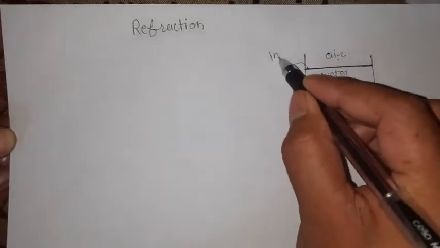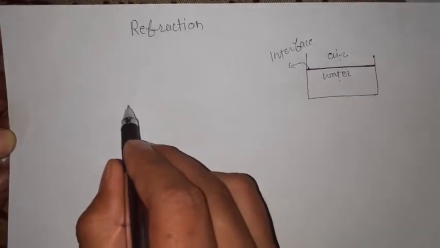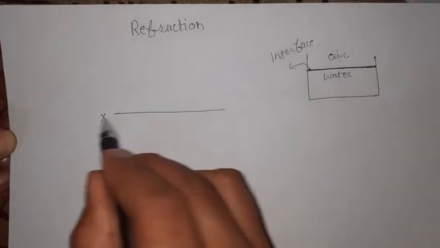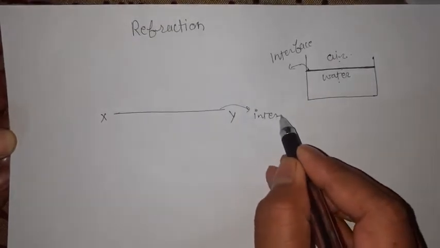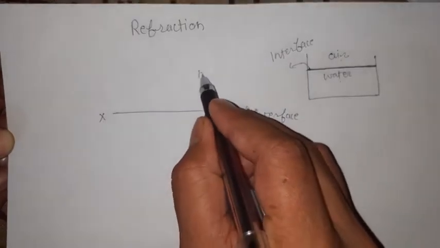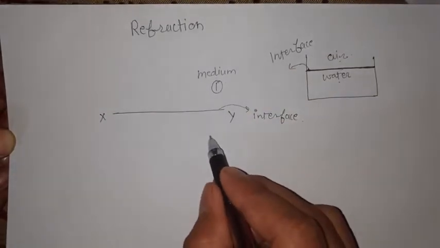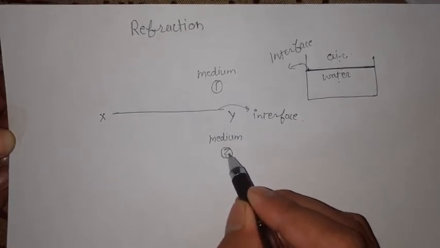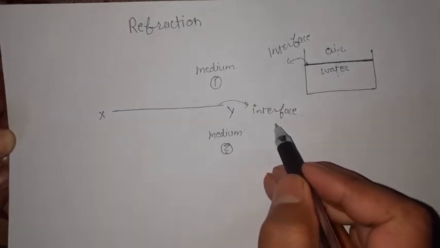So this line, students, we are going to call the interface. This is the interface. For a simplified diagram, I have a line which separates the two media. This is the XY line, and it is said to be the interface. Above this interface there will be one medium, and the other medium is going to be below it, medium number 2. They are separated from each other by this line, which is the interface.